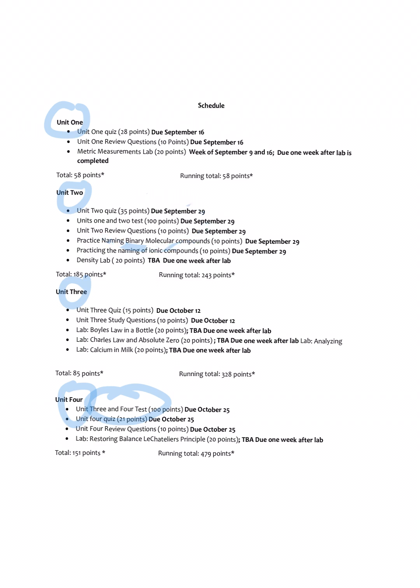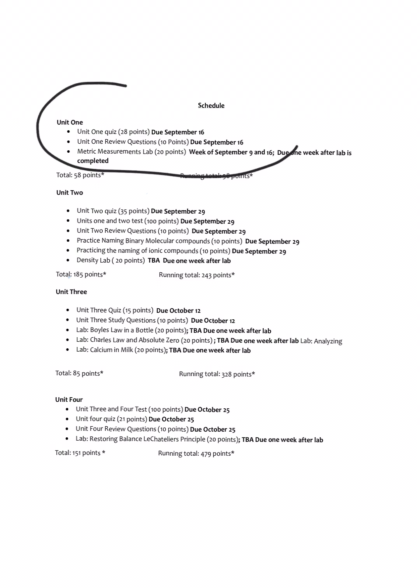Okay. Now, if you look, what I've done is put the point value as well as the due date. If you want to know if an assignment is required to be turned in, simply look to see if there is a grade or point value next to it. So if we look at Unit 1, it says Unit 1 quiz, 28 points, due September 16th. So you want to complete the Unit 1 quiz, and classes start on September 4th.